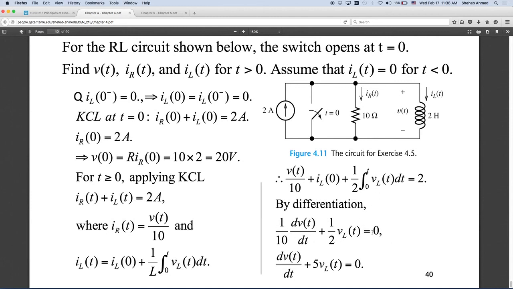Again, we don't like it. It's still not in the form that we like. We have to remove this 1/10 from here. So multiply by 10. You end up with a 5 here. There's a 0 on this side. So you end up with the differential equation that we like to see. 5 is A, B is 0, S is equal to minus 5, and you just substitute in the K1 plus K2 equation.